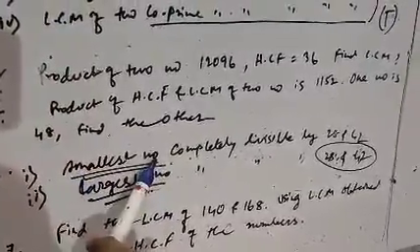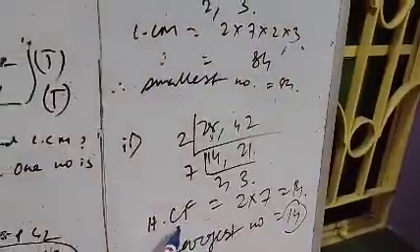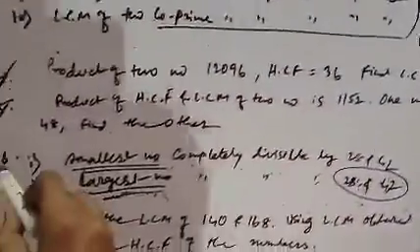So if it asks for the smallest number, the answer will be 84, that is we find the LCM, and if it asks for the largest number, we find the HCF. Clear? So this is question number 6.